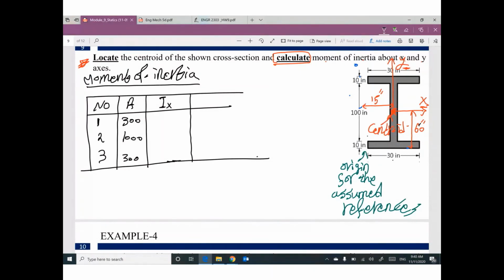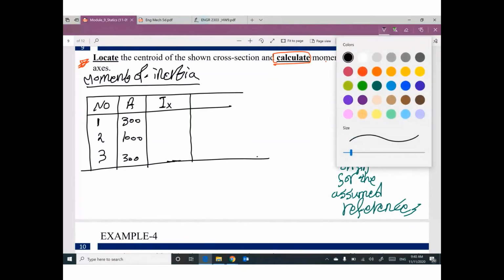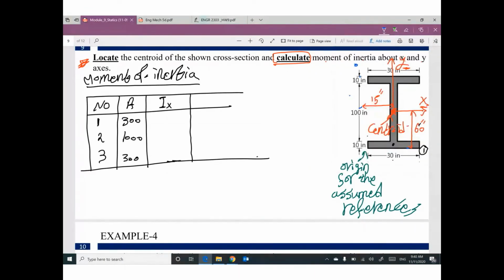Part number 1. Here is the centroid of this part only. I'm talking about the part only. This part only. If you assumed here is your x-axis, so what is the Ix value? It will be 30 times 10 cube over 12. Do you agree? If you have any question, let me know. This rectangle is 30 times 10. And I assumed my x-axis at this centroid for this part only. So your moment of inertia will be parallel times perpendicular cube divide 12. It will be 2,500.